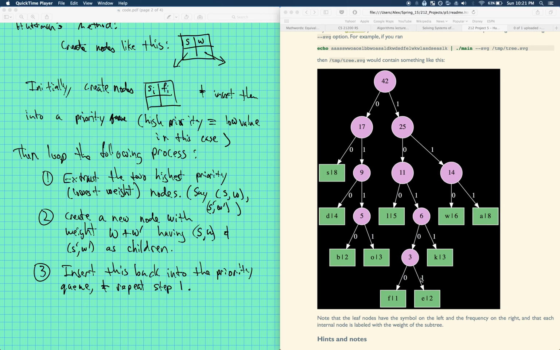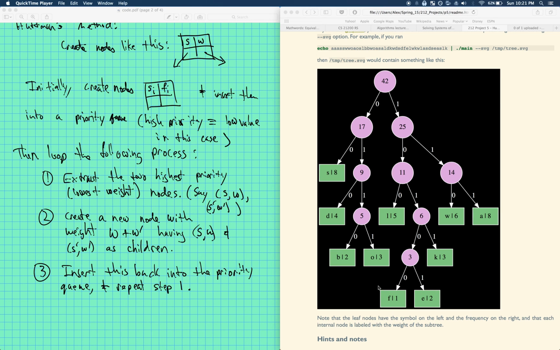So we take these two out of the queue, right? We take F and E out of the queue, and then we create a new node with weight W plus W prime having SW and SW prime as children. So we create a new node with weight 1 plus 2, and that makes it 3. And then we make those its children, and then we insert this back into the priority queue.